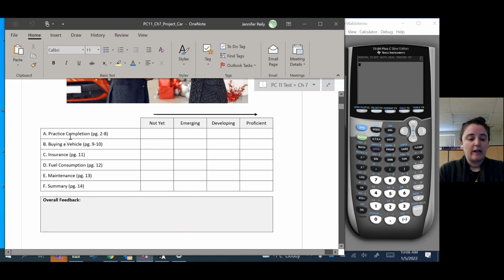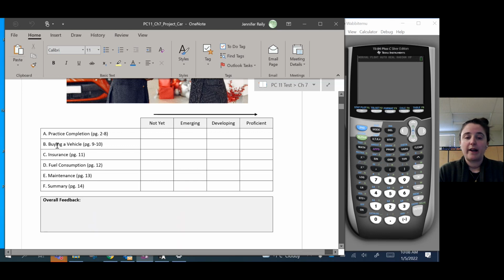So on the front page here are all the things that I'm going to be looking at when you hand this in. So there's about 6 pages of practice. Pages 2 to 8 are all practice examples, giving you a scenario, and then you calculate the cost or whatever. And then pages 9 through 14 are the actual projects where you're choosing your own car and then going through the steps of calculating all the different costs.